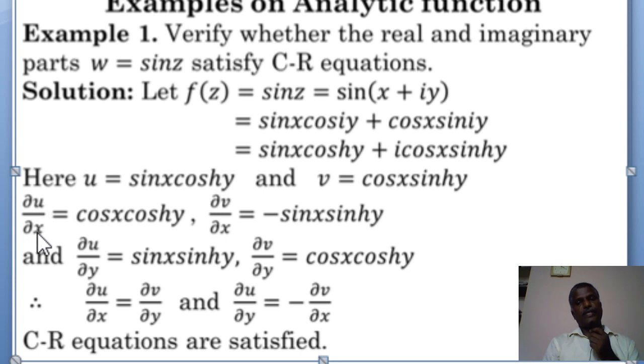Next we have to find the partial derivatives with respect to x and y. So dou u by dou x is the differentiation with respect to x of sin x cos hyperbolic y, giving cos x cos hyperbolic y. Differentiation of v with respect to x: differentiation of cos x is minus sin x, keeping sin hyperbolic y as it is. Similarly, we find the partial derivative with respect to y, dou u by dou y.